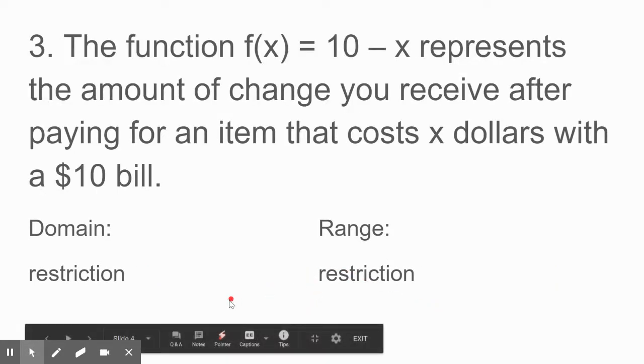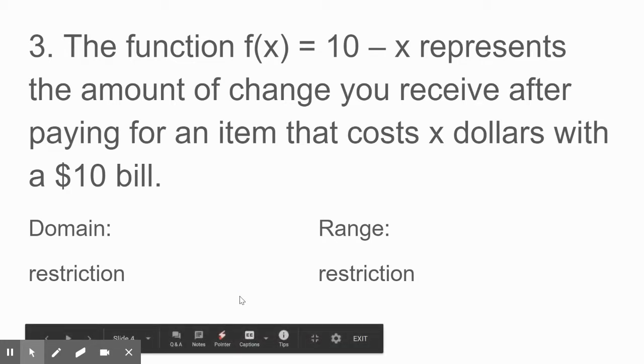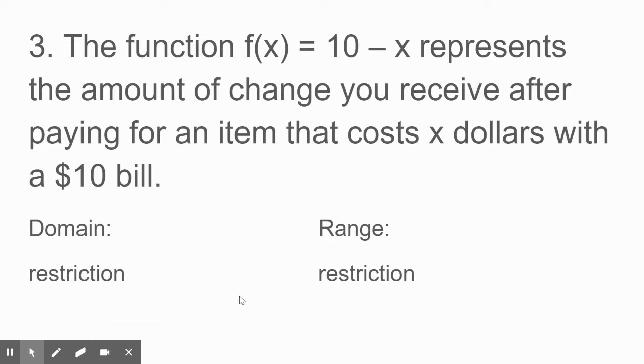Third example. The function f of x equals 10 minus x represents the amount of change you receive after paying for an item that costs x dollars with a $10 bill. So you buy an item for x dollars. You pay for that item with a $10 bill. You receive change. That change is going to be f of x.